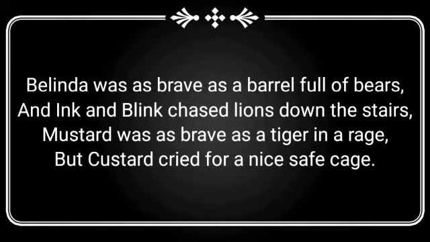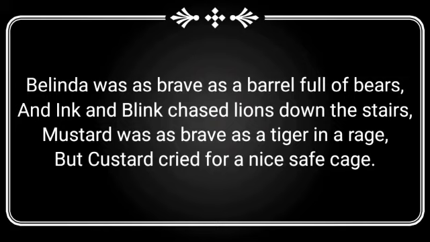So barrel, children. Barrel is a drum. And chased means to hunt or to follow. And rage, keep on noting down the words. Rage is anger. So now the poet explains the inner strength or the bravery of various characters mentioned in the poem. He says that Belinda was as brave as a group of bears, and Ink and Blink were so brave that they could hunt lions. So here he has shown the bravery of the kitten and the little mouse that could hunt even a lion. Is it possible now? The dog was very brave, just like an angry tiger.